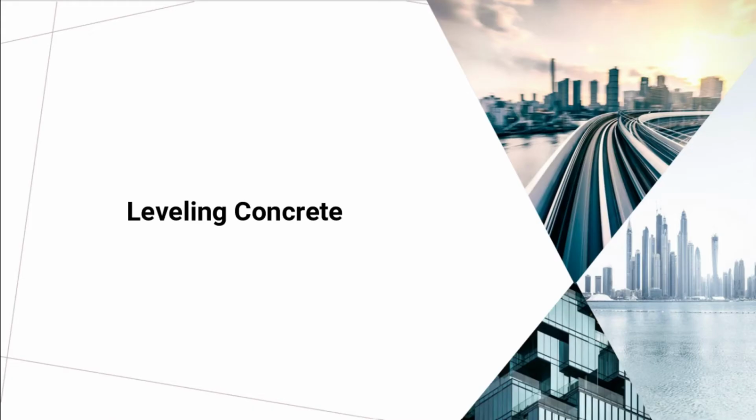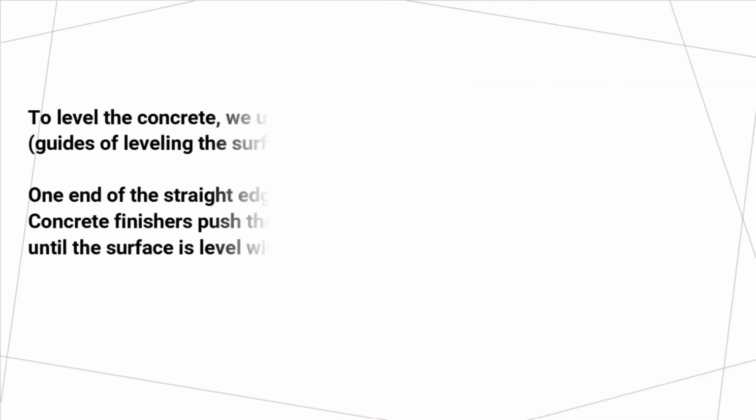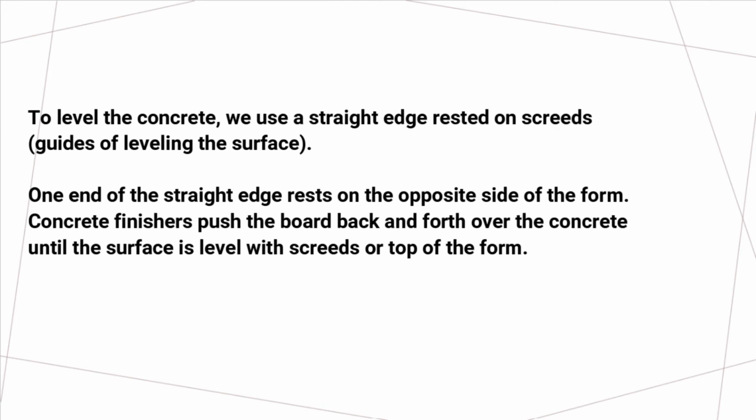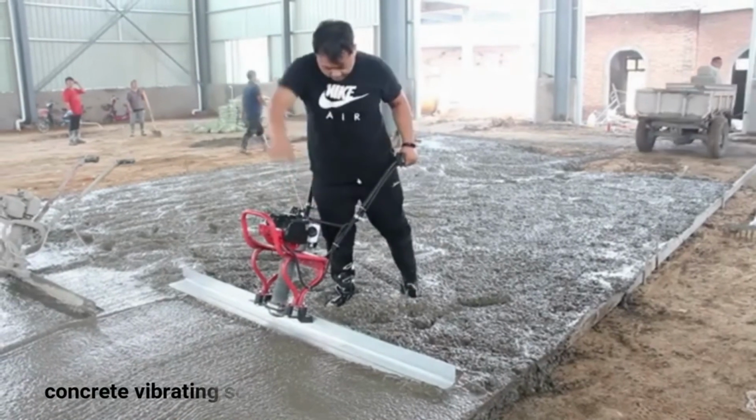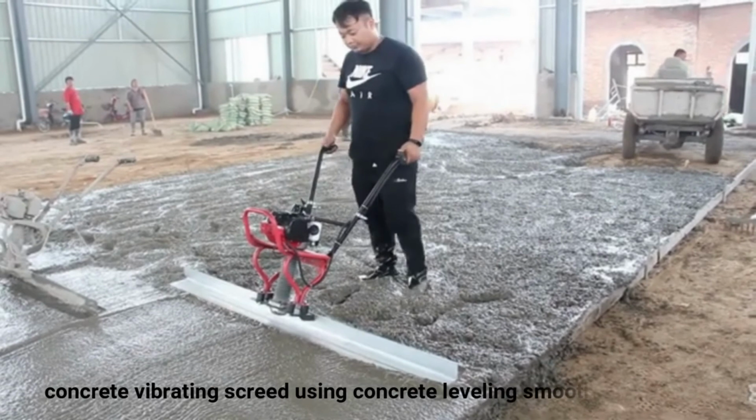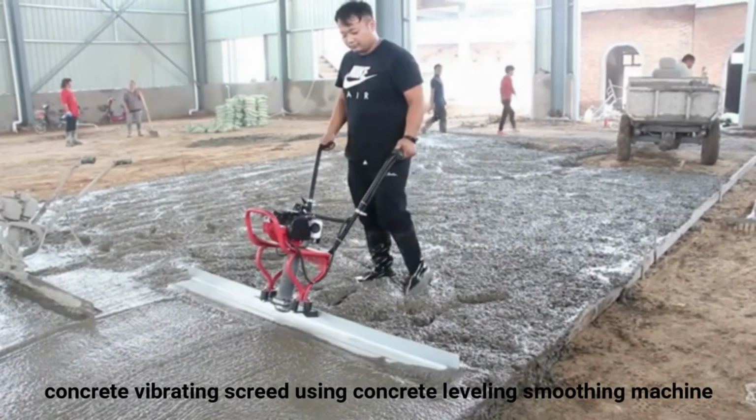Leveling concrete. When all of the concrete has been placed, the concrete surface should be at the same level as the top of the form. To level the concrete, we use a straight edge rested on screeds, guides for leveling the surface. The straight edge is a long piece of wood or metal. One end of the straight edge rests on the opposite side of the form. Concrete finishers push the board back and forth over the concrete until the surface is level with the screeds or top of the form. When a slab is very large, one straight edge will be too short to reach from one side of the form to the other.